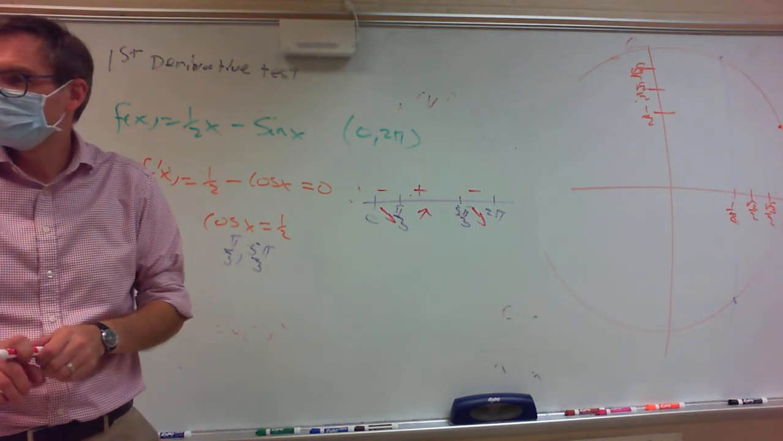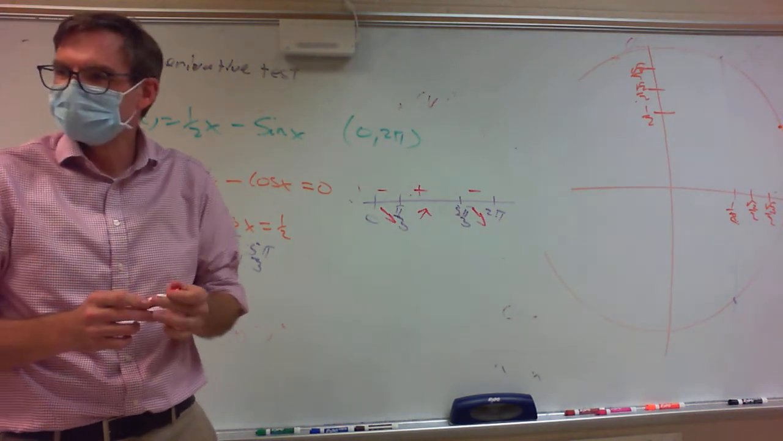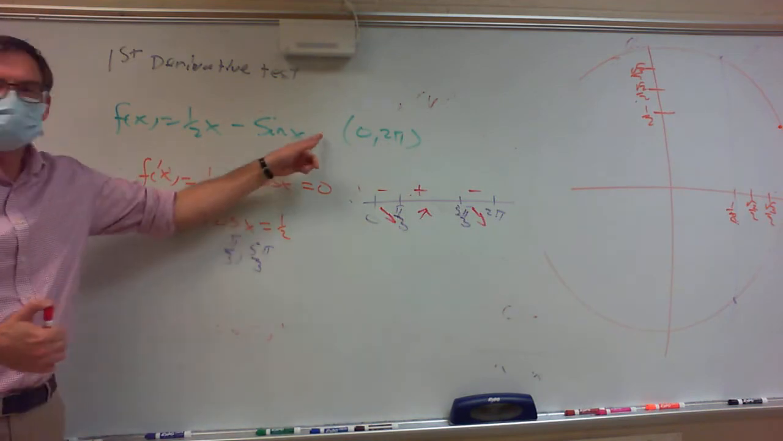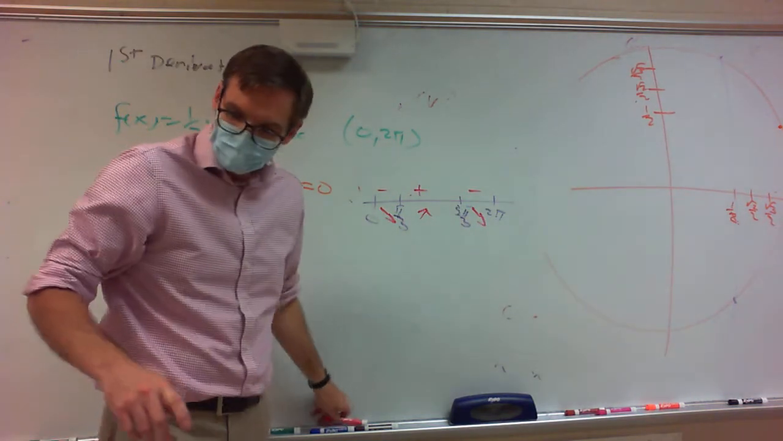Yes? Why don't you do the... Oh, never mind. I was going to ask, why don't you do the 2 outside, and then I saw the 0 to 2 pi. Oh, the 0 to 2 pi. That was a restricted one.